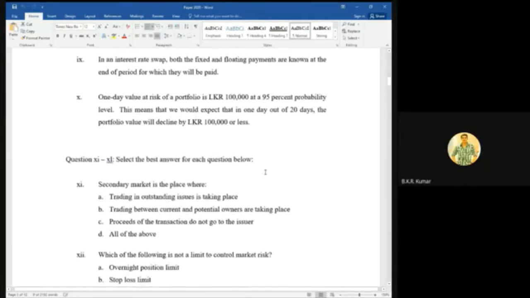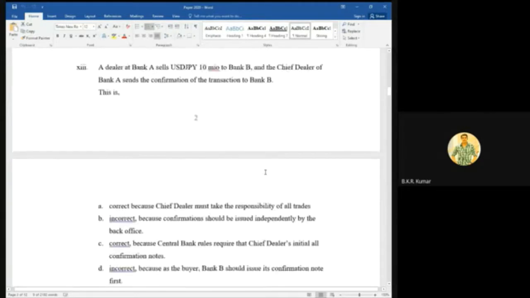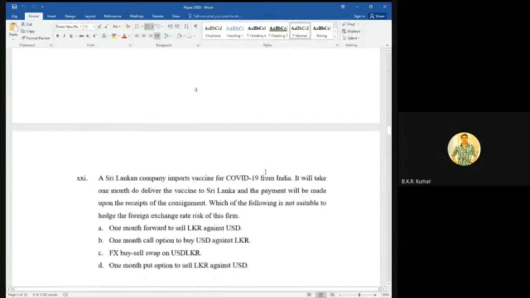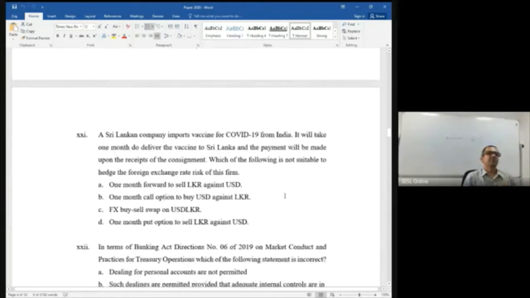So question number 21, please. A Sri Lankan company imports vaccine for COVID-19 from India. It will take 1 month to deliver the vaccine to Sri Lanka, and the payment will be made upon receipt of the consignment. Which of the following is not suitable to hedge the foreign exchange risk of this firm? Okay, what is the first step? Identify the risk profile. So it's basically an import. There's 1 month to make the payment. Today you fix the price. What is the risk?